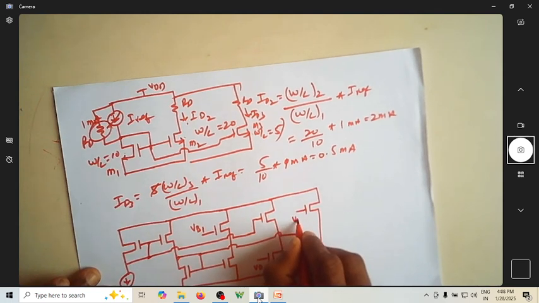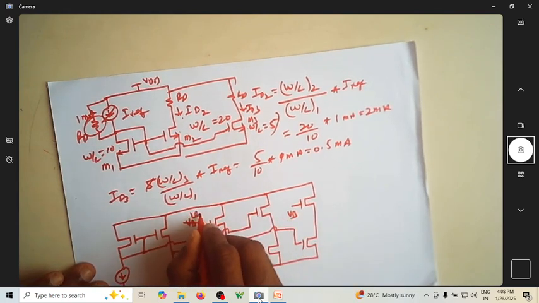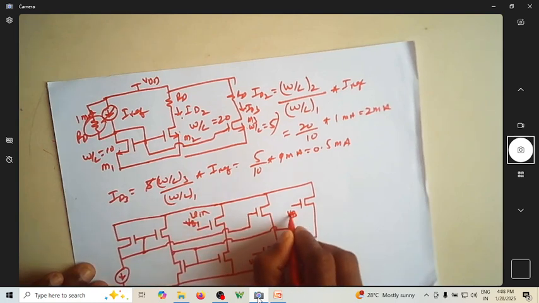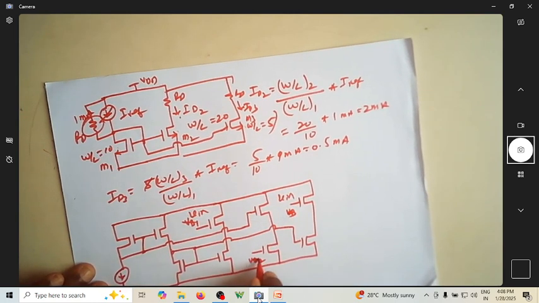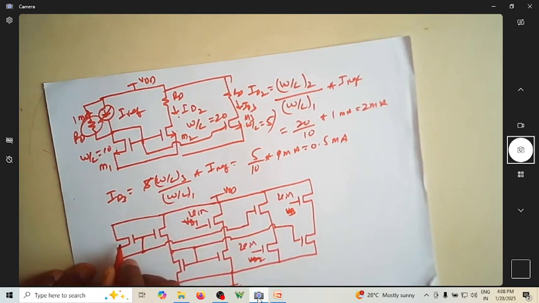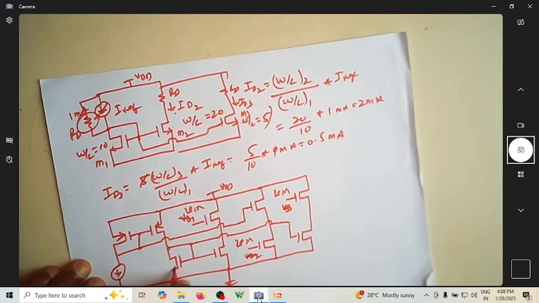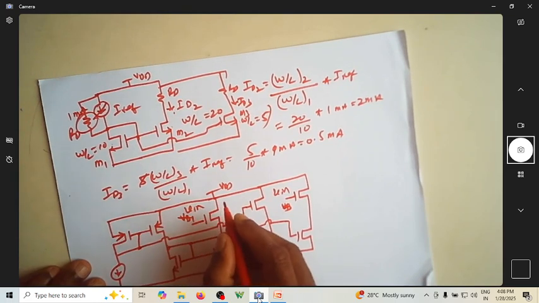Let me have some V bias. Assume that I give some input voltage. So you give some input voltage here. This is ground, this is VDD. So this is your PMOS transistor, this is again a PMOS transistor, this is NMOS, this is NMOS.